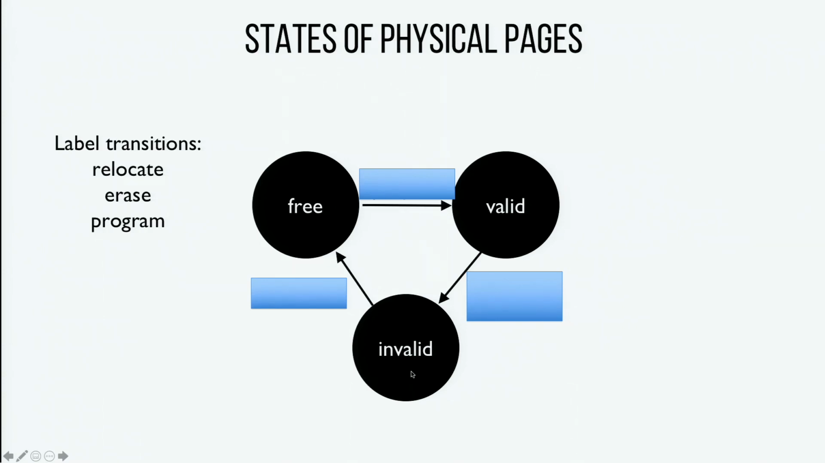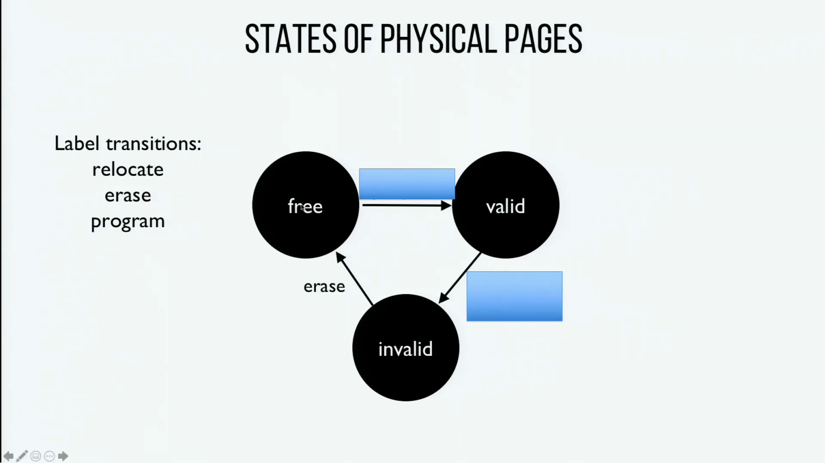All right, so to go from invalid to free, what must have happened? Did you relocate the block? Did you erase it? Or did you program it? I heard all 3, I think, so one of those was right. To go from invalid to free, did you relocate, erase, or program? Erase. All right. Because you erased it, you changed it to all ones, now it is free, you can use it for future write operations.